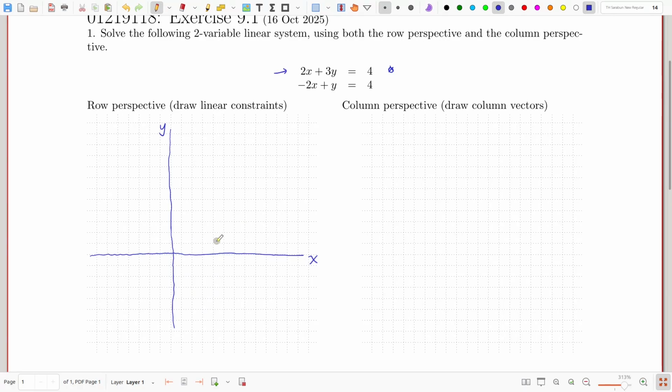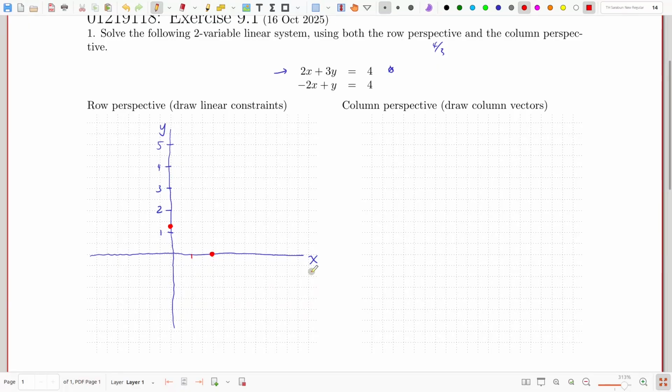So let's say this is 1. You put on the scale as you like. Okay, so this is like 3/3, right? 4/3. So it should be like maybe here. So when x is 0, y is 4/3. Okay. When y is 0, x is 2, right? When y is 0, x is 2. So this.